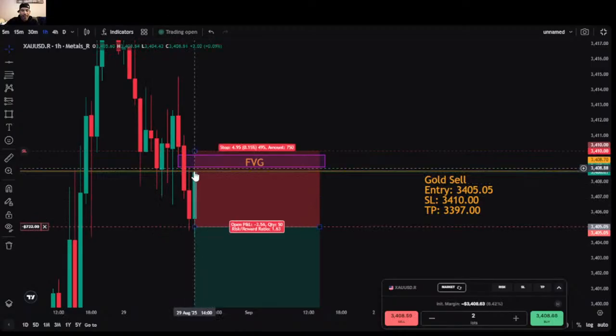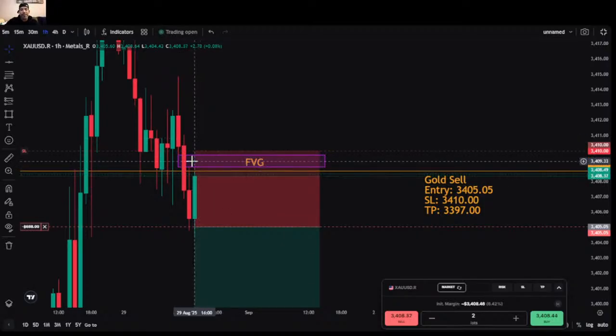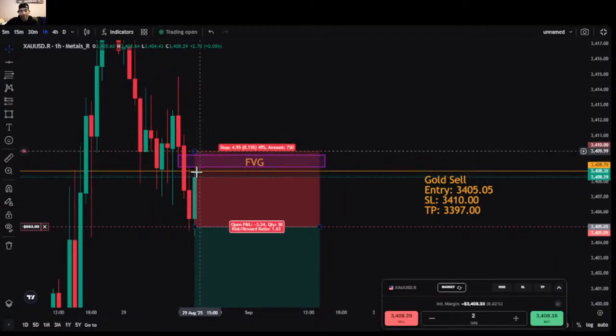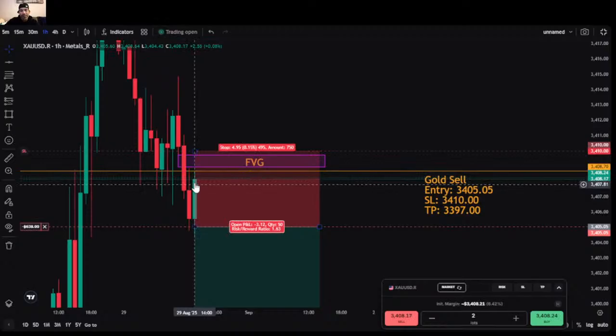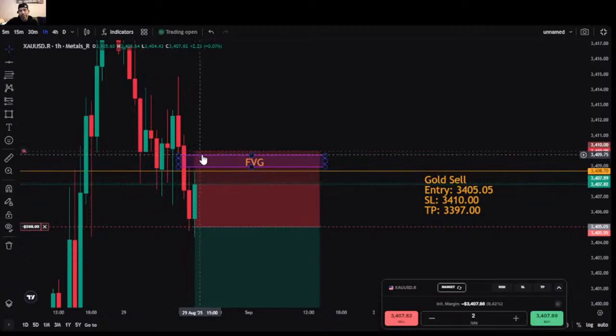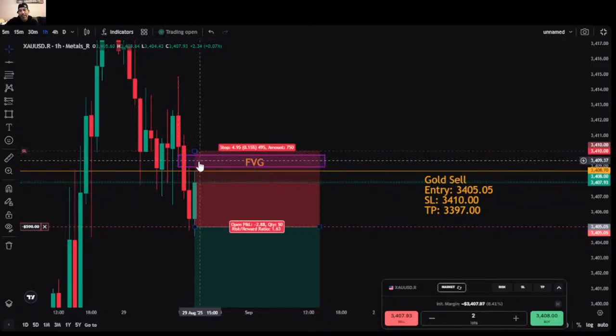It also tells me that this is a level. I would want to see if it's gonna displace, if it's gonna break the fair value gap and close above, right? So sometimes it wicks above it and pulls back down. So it's not so much the wick, the body of the candle has to close above the top of the fair value gap right here. Close above that wick, that invalidates.